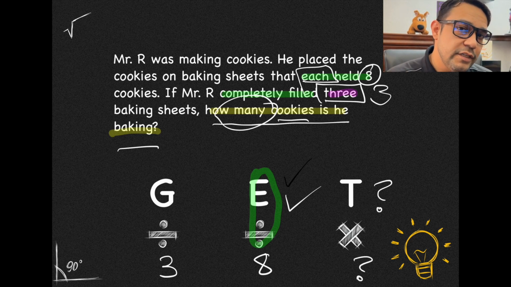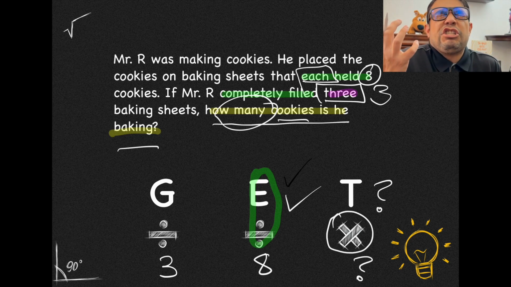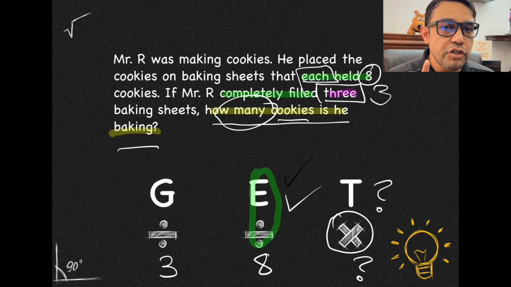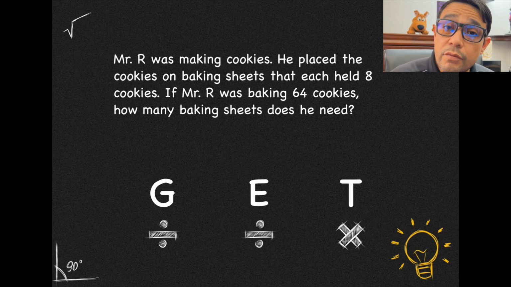Anytime we're missing the total, our operation is multiplication. So we, using GET, now know we have to multiply. Easy peasy lemon squeezy. We're not going to do the multiplication yet. We're just going to learn how to decipher when we use multiplication and when we use division. Let's move on. So I'm going to read this one too.